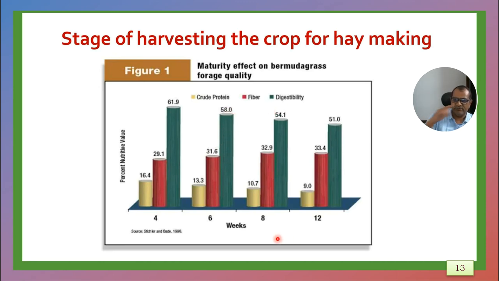So as the stage passes, we can see a gradual decline, especially in the nutrient content. All these nutrient contents are going to decline. So we need to harvest it in the proper season, when it contains the highest quantity of nutrients.